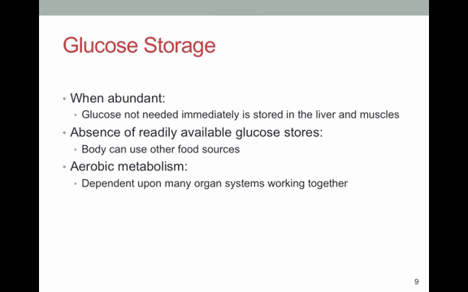Glycogen is broken down by an enzyme called glucagon. And glucagon is a hormone found in the pancreas. Alpha cells secrete this in the islands of Langerhans. If the body requires glucose and there is none for storage, it can create glucose from other substances, and this is called gluconeogenesis, or the production of new sugar. The process of aerobic metabolism is dependent on many organ systems working together in synchronization in order to be effective.